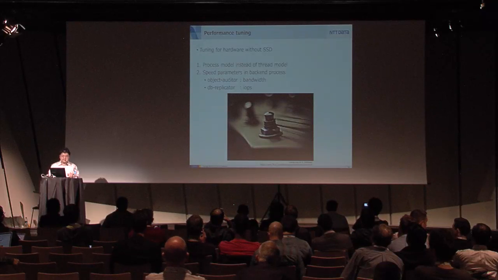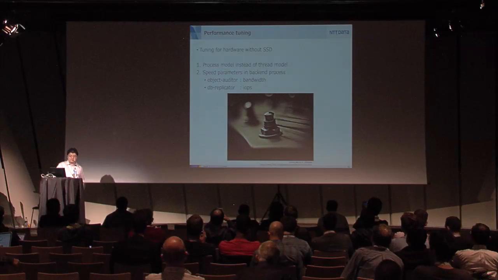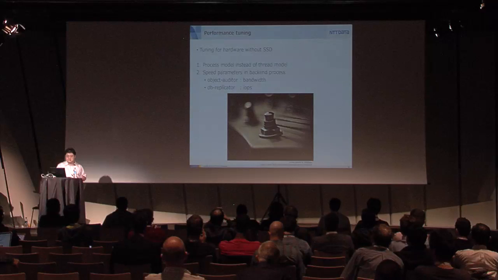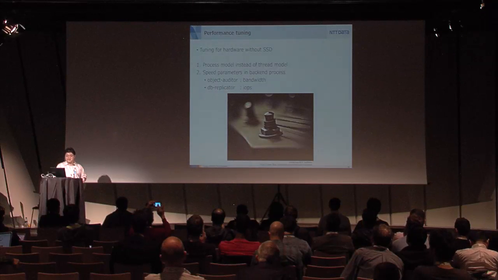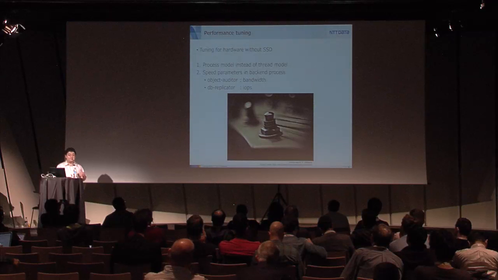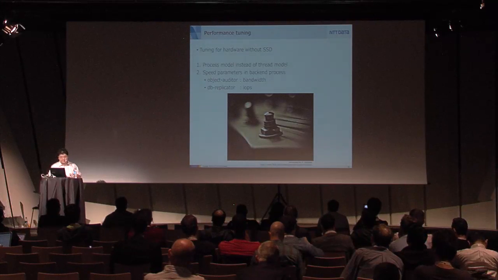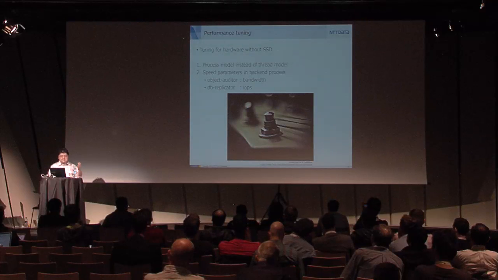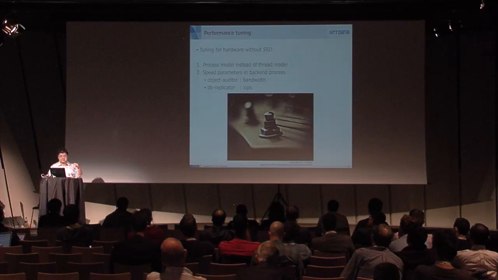Okay, then the third problem is about performance tuning. We used cost-effective servers with no SSD, but it's not easy to get effective performance using hardware with low I/O performance. To improve performance of a Swift cluster, we tuned some parameters from two aspects. The first one is about the thread and process, and we reduced the number of green threads and raised the number of processes in the object server daemon.